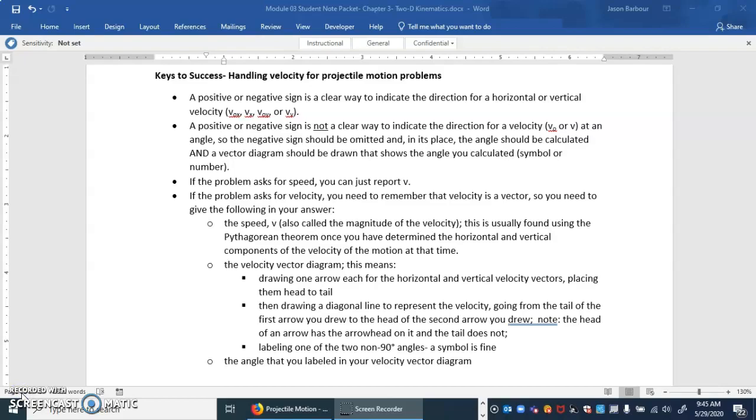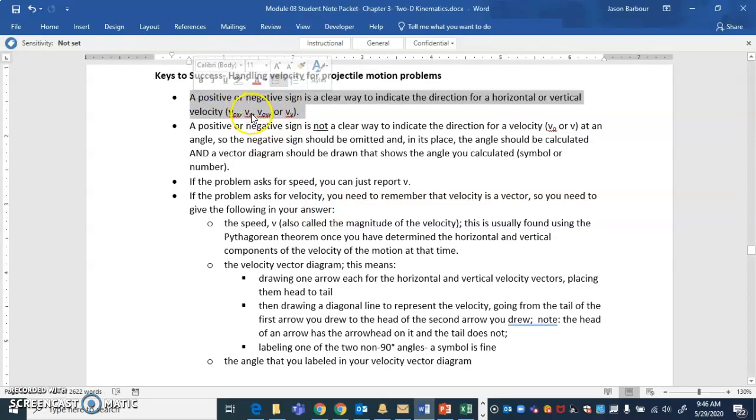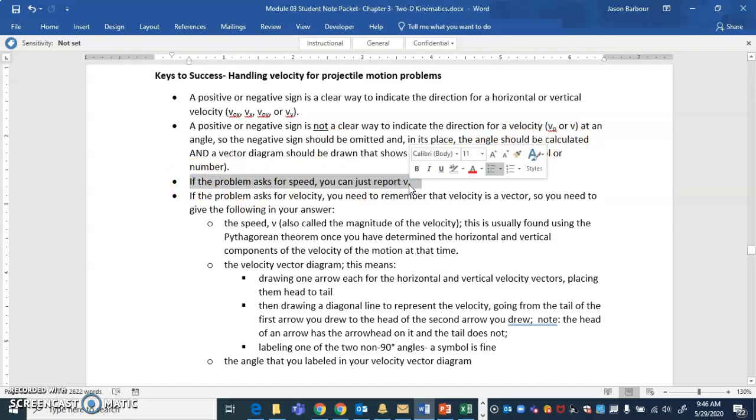Make sure you take some time to read through the next page of your packet. This is what I was just talking about. A positive or negative sign is a clear way to tell the direction for these 4 vectors, but it's not a clear way to show the direction for these vectors. So if you're asked for the speed in a problem, all you have to do is find V. V is the magnitude of the velocity. If the problem asks you for velocity, like the one we were just doing, in that case you have to find the speed. You need to draw the velocity vector diagram, and it tells you in detail here how to do that, and I have an example of that on the last page. And you also need to include the angle. So if it asks for velocity, there's 3 components: speed, the velocity vector diagram, and the calculated angle. So when you get to those problems where it asks you for velocity, now you can refer back to this.